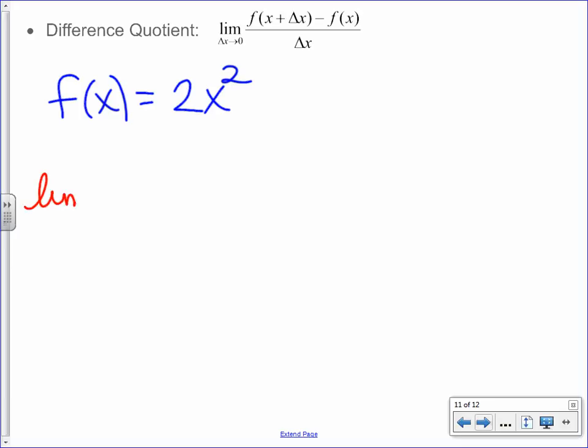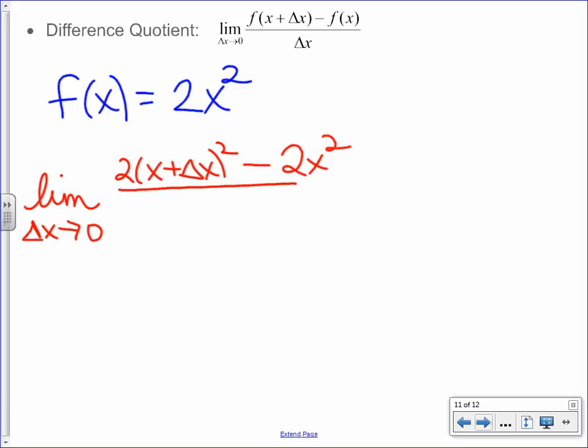So we have the limit as delta x approaches 0 of f of x plus delta x, where f of x is 2 times x squared. So we're going to take 2 of x plus delta x squared. Right? That's f of x plus delta x, minus f of x, all over delta x. If it helps you, if you want to change all of these to h's instead of delta x's, that is fine. Okay? It means the same thing.